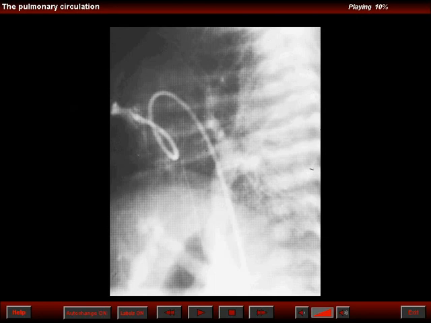A lateral projection of the venous phase of the pulmonary arteriogram shows the common pulmonary vein connecting to the portal vein. So this is a classic example of total anomalous pulmonary venous return below the diaphragm, where the common vein drains into the portal system.